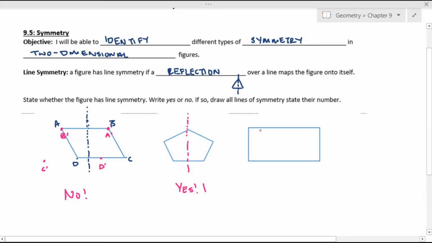All right, the rectangle. Think to yourselves, how many lines of symmetry are there? Can you draw them? Would they fold on top of each other? All right, pause it. Try it. I'm assuming you paused it. Okay, so there are two lines of symmetry. One of them goes right down the middle, and the other one goes like this. So yes, two lines of symmetry.